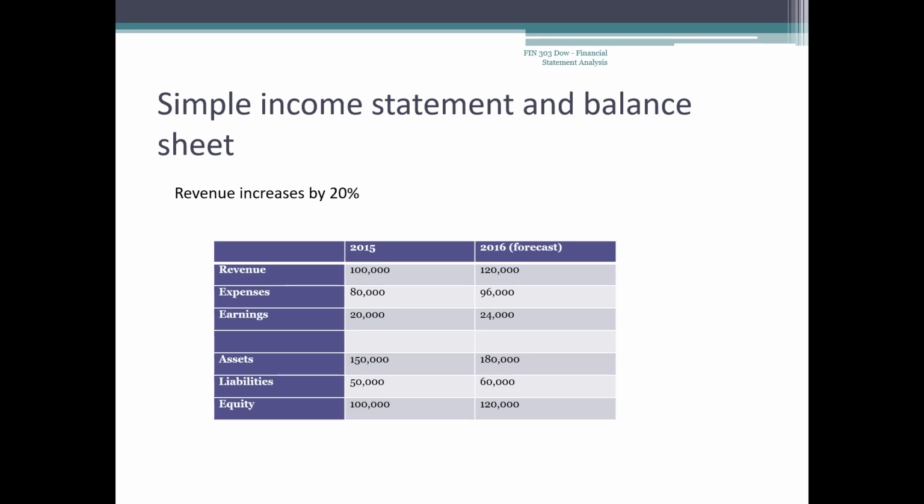Here is a simple example of using the percent of sales approach to forecast financial variables 1 year out, 2016, based on the previous year, 2015. The income statement items are at the top and the balance sheet items are at the bottom. Revenue is assumed to grow by 20% and everything else grows at the same rate. Since assets, liabilities, and equity all grow at the same rate, this leaves the capital structure, the share of assets financed by debt and equity, the same. At this point, the forecast does not specify where the company will borrow the additional money or how it will increase equity.